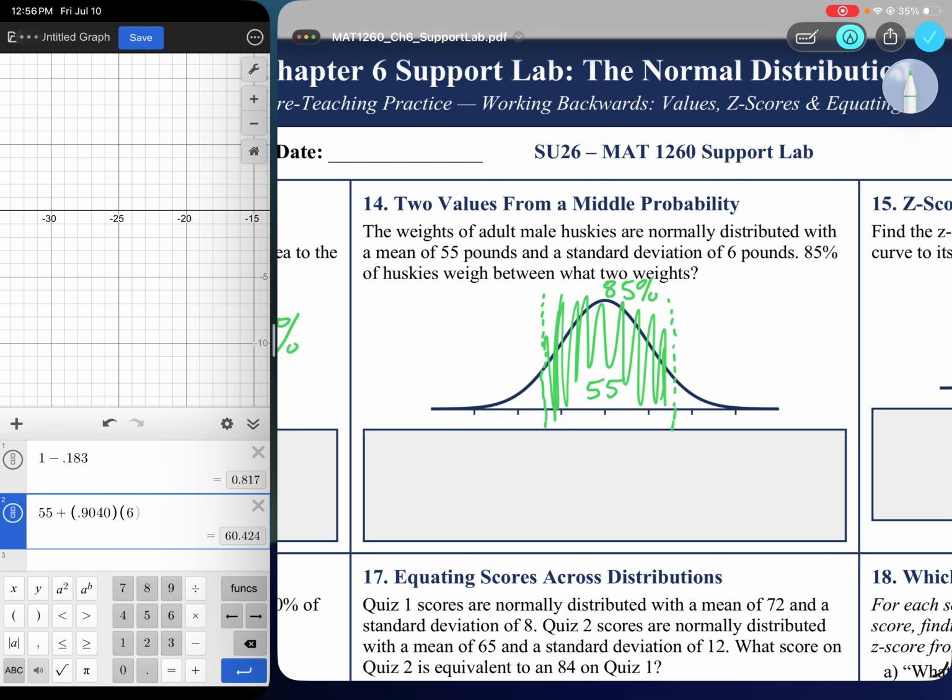of the huskies. So we need to get a z-score for the upper bound, and we need a z-score for this lower bound down here. Then once we know those two weights, we'll know 85% of huskies will be between that lower and that higher weight. Now we need to figure out what we are going to type into a spreadsheet, because spreadsheets take left tail probabilities.